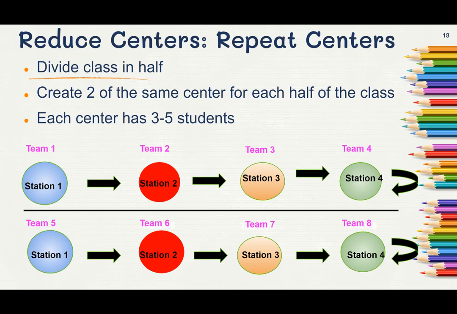And so when you divide your classroom this way, team 1 through 4 is staying on one side of the class. They're never going to the other side of the class. They're only doing those stations that are on that side of the classroom. And teams 5 through 8 are staying on the other side of the classroom. They're never coming to the other side. But those stations are all the same. They're all getting the same information.